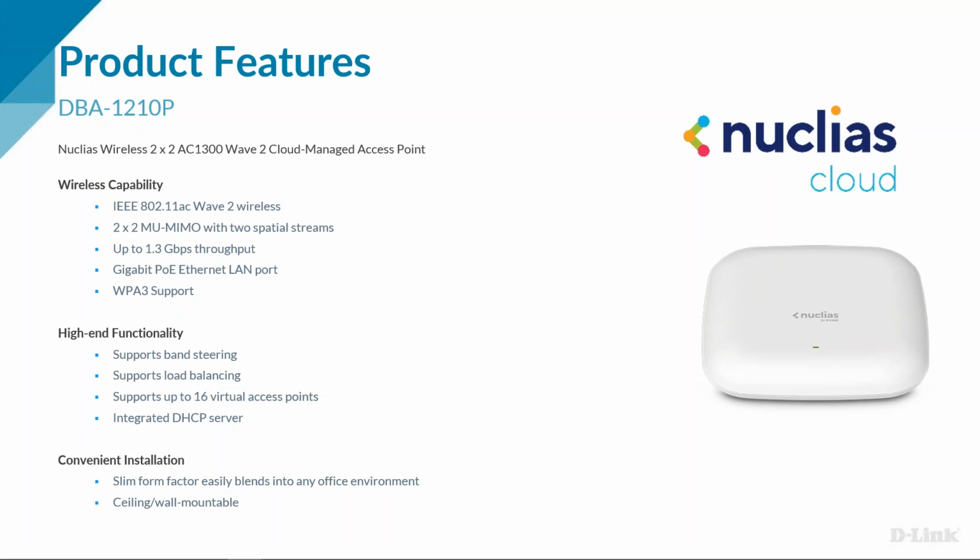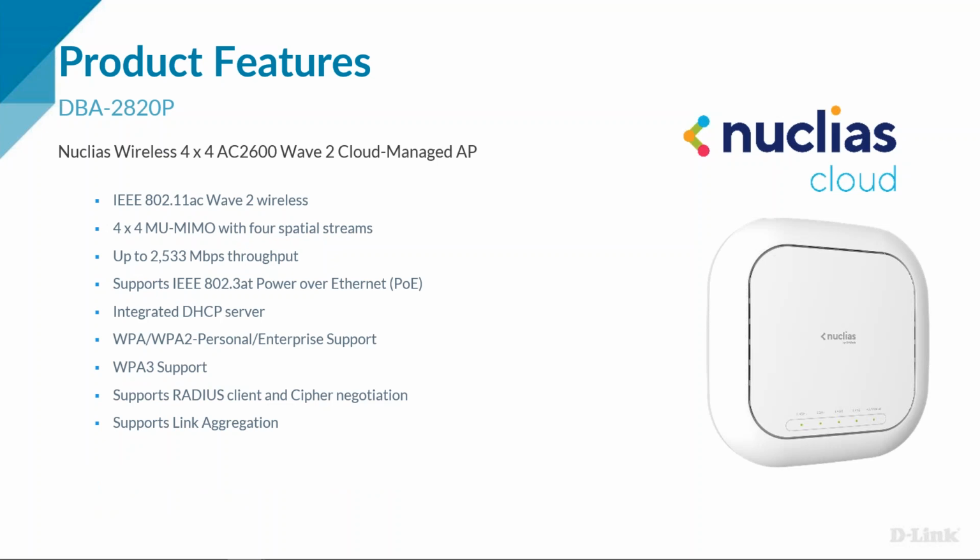So this is the DBA 1210P product. It's a 2x2 access point, and this is really designed to go into a small office environment, I would say. It'll probably do a couple of rooms, but if you really need Wi-Fi in crucial areas, you could put an access point in multiple rooms, and this would be the access point that you go with. It's a smaller broadcast, but it's concentrated. Right. Okay. And then we have the other option, which is the newly released 2820P.